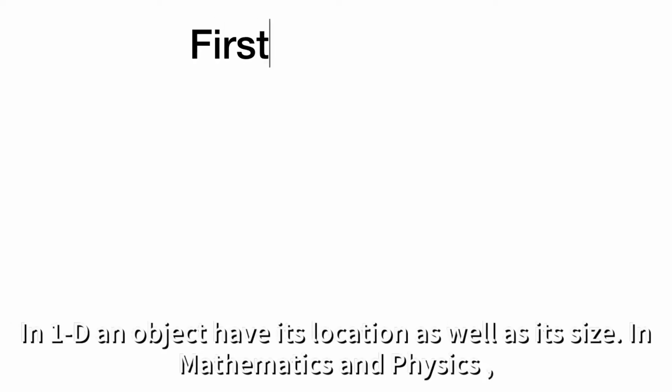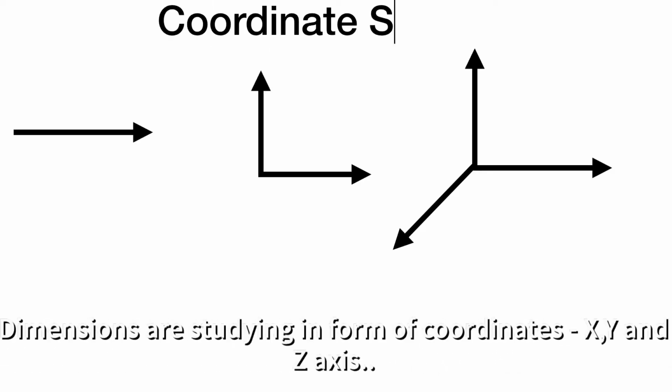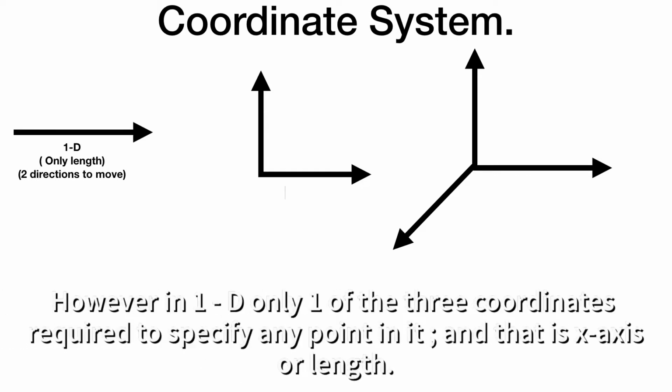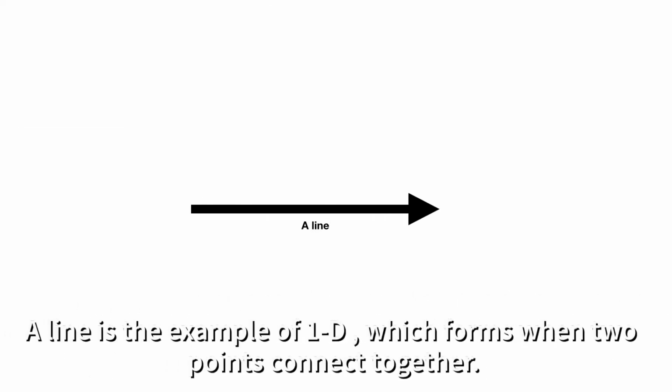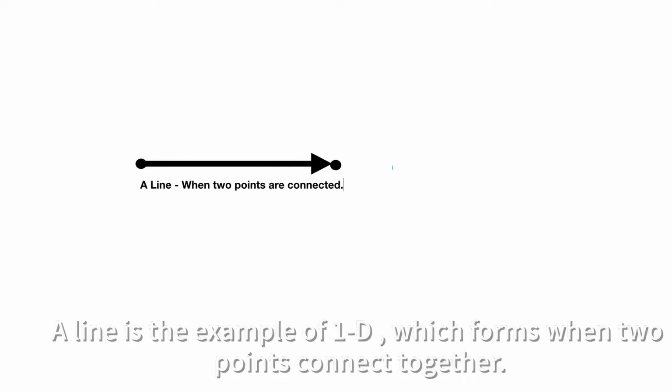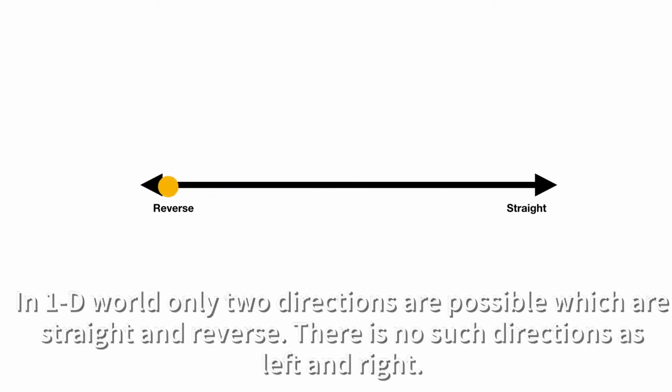In first dimension, an object has its location as well as its size. In mathematics and physics, dimensions are studied in the form of coordinates x, y and z axis. However, in first dimension, only one of the 3 coordinates is required to specify any point in it, and that is x-axis. A line is an example of first dimension, which forms when 2 points are connected together. In first dimensional world, only 2 directions are possible, which are straight and reverse. There is no such direction as left or right.